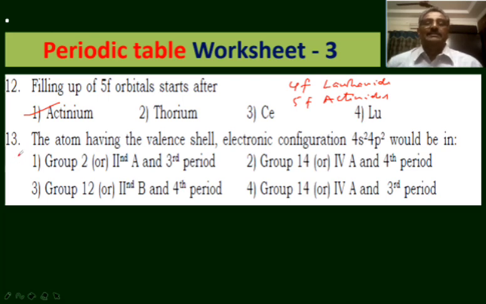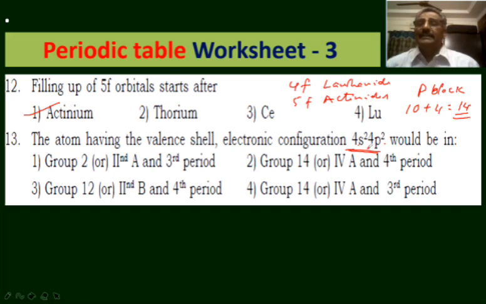Next, 13th question. The atom having the valence shell electronic configuration 4s2 4p2 will be in dash. Valence shell configuration is 4s2 4p2. So this is a p block element. How many electrons are there in the valence shell? 2 plus 2, 4 electrons are there. So the group number is equal to 10 plus 4, that is equal to 14. That means 4th A group.